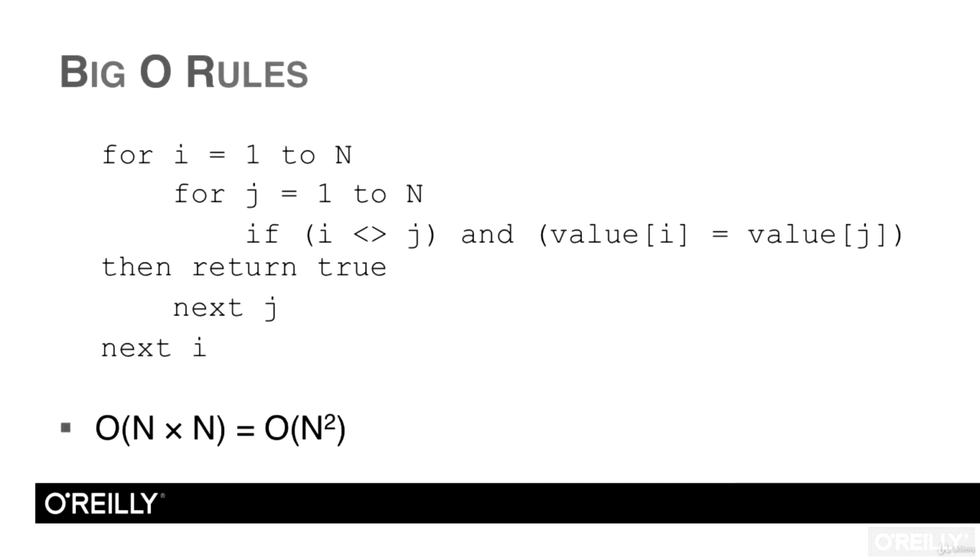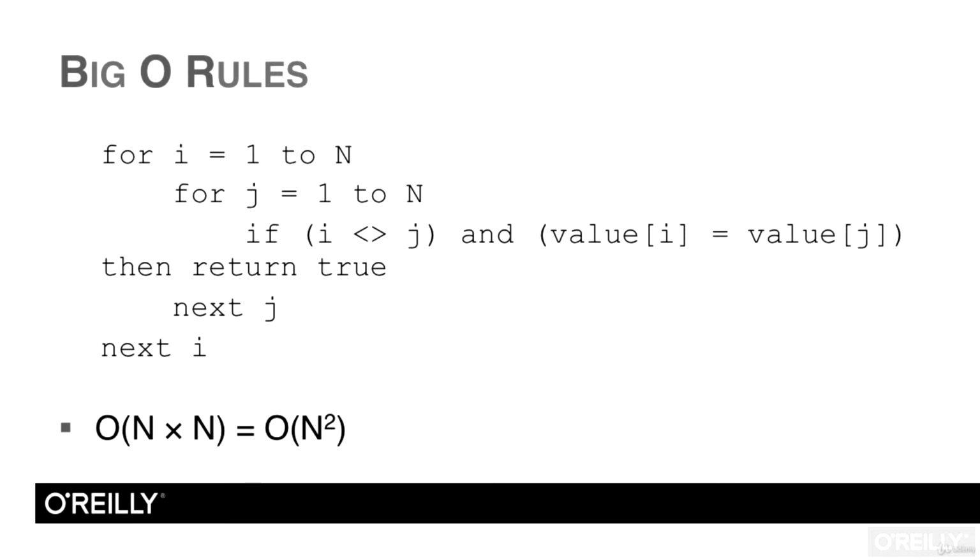For example, this algorithm determines whether an array contains two identical values. The for i loop loops through the array. Nested inside that loop, a for j loop also loops through the array. Within the inner loop, the program compares the values at positions i and j. If the values are the same and i isn't equal to j, then the algorithm returns true to indicate that the array contains the same value twice.